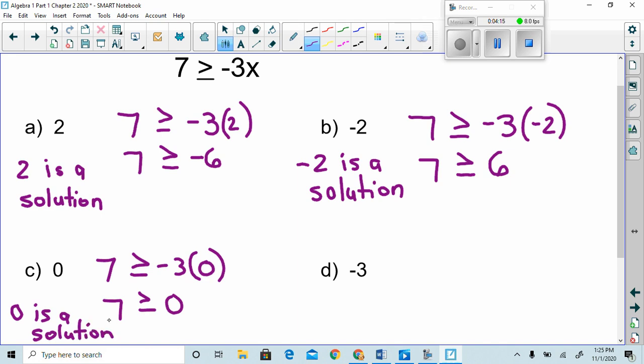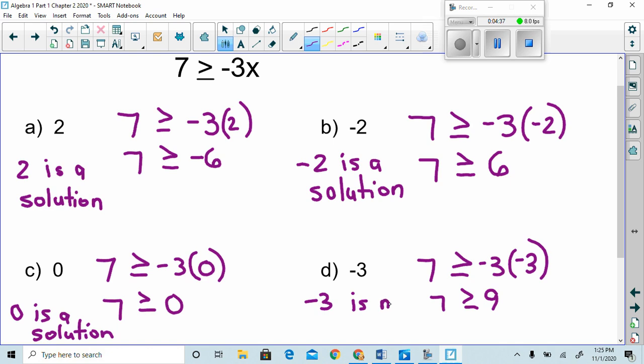Our final one here says let's take -3. Is 7 greater than or equal to -3 times -3? Well, -3 times -3 is a +9. 7 is greater than or equal to 9. The answer to that is false. -3 is not a solution. So you see that there'll be times when you'll be asked to test out a possible solution to see if it makes a true statement.